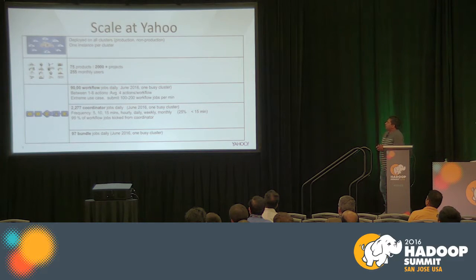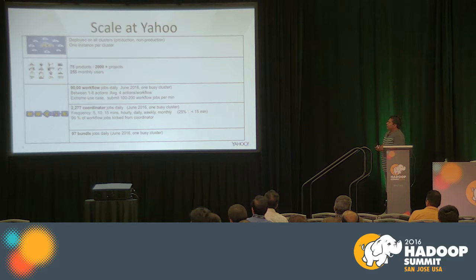Let's look at the scale. Currently, Oozie is deployed at almost every cluster at Yahoo, production and non-production. There are two servers per cluster, and it supports 75 products and 2,000 projects. There are 255 monthly users.